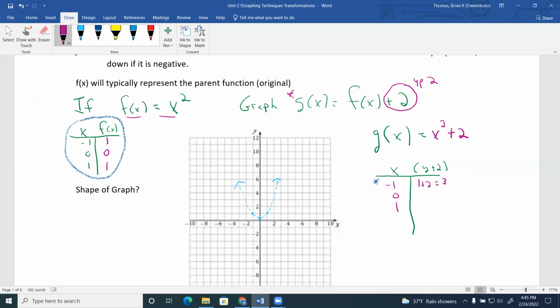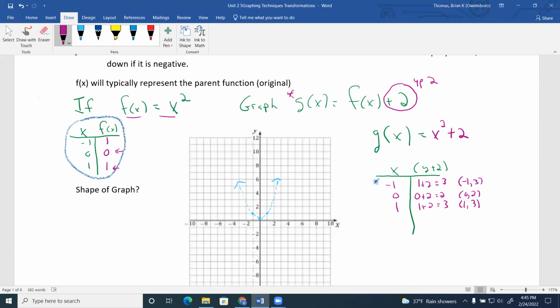My y value was a 0 over here, and now we're going to add a 2 to that. 0 plus 2 is going to give me this 2. Over here, we had this 1. We're going to add a 2 to that 1, and that's going to be my new y value, which is a 3. So my new ordered pairs are going to be -1, 3, 0, 2, and 1, 3. These are the points I'm going to use to graph my new function.